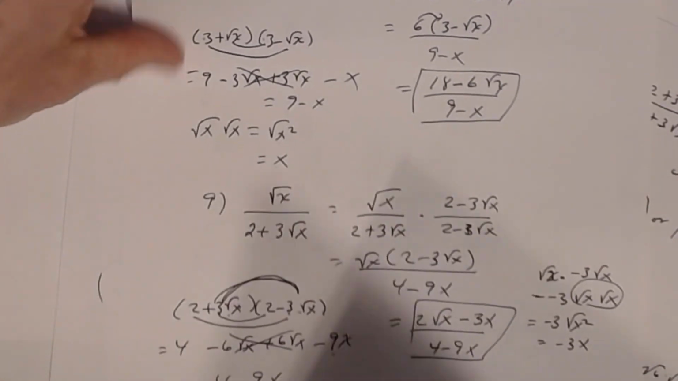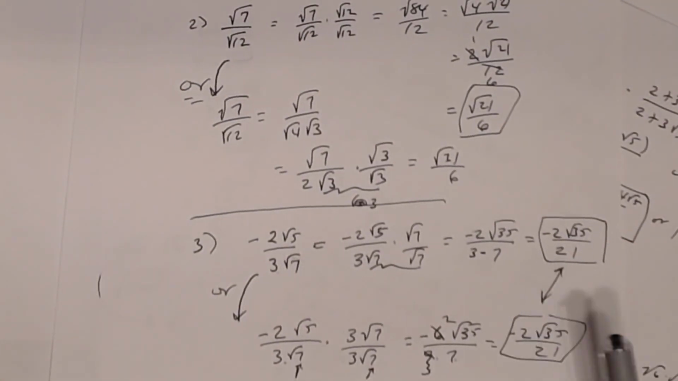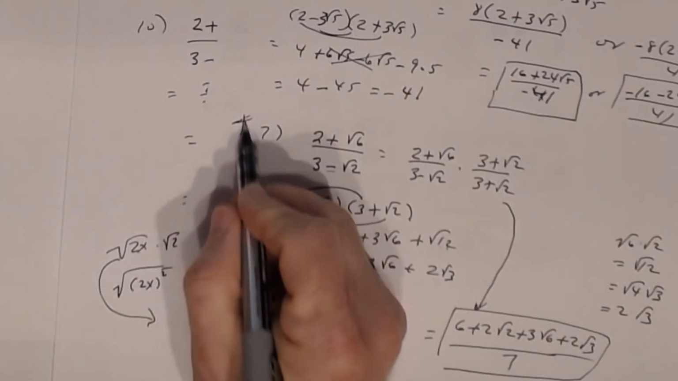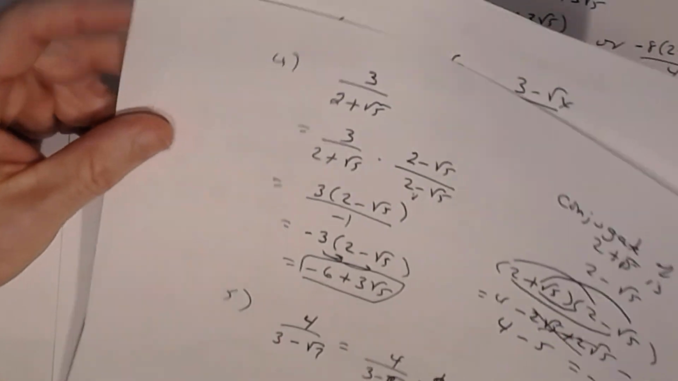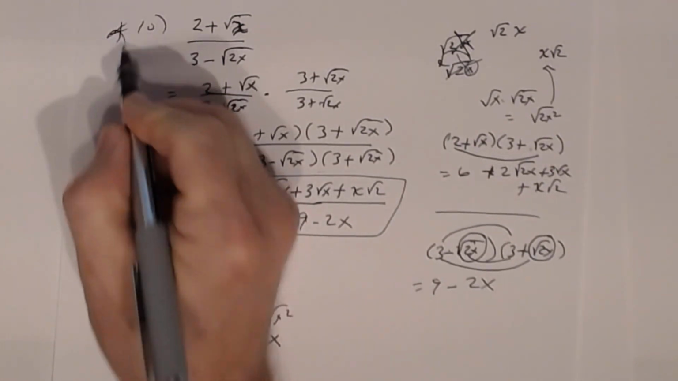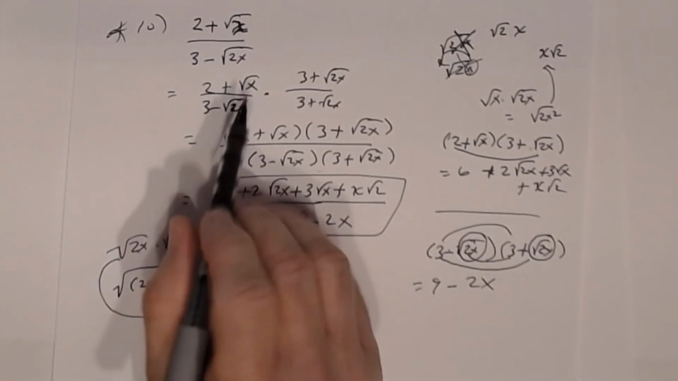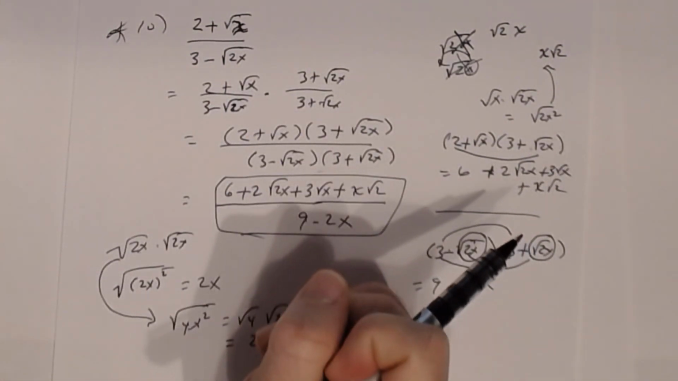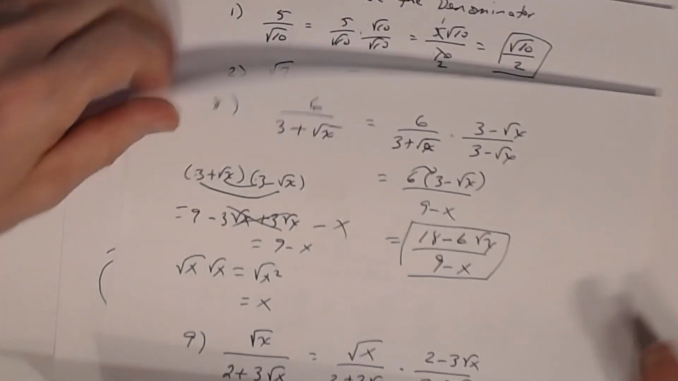But with regards to 7, I'm going to put a little star there. 7 and 10, I'm not going to ask, only because you have 2 terms divided by 2 terms, and it's just going to take too long. So make sure you can do that on your test.